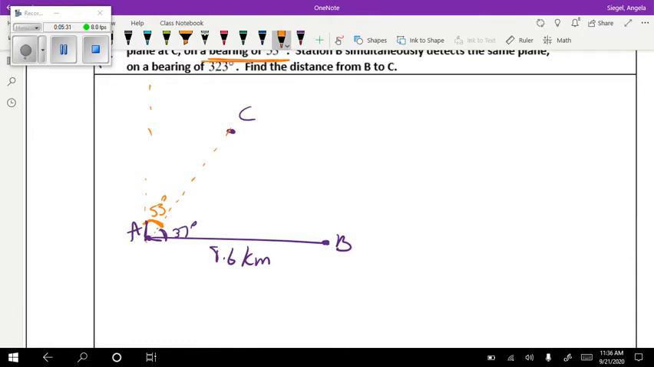Station B simultaneously detects the same plane with a bearing of 323 degrees. Okay, so think about this. This is 0 or 360, and so what's going on is it has a bearing of 323 degrees this way. So this is 323, which is great, but I need to figure out this angle and this angle. That would be more beneficial.